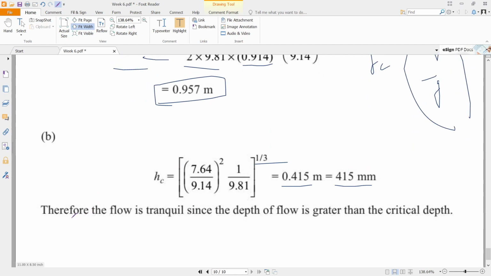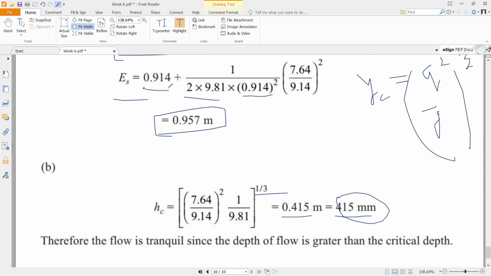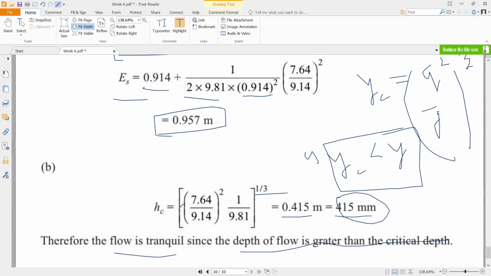Now the flow is tranquil. Now why is the flow tranquil? See, 415 mm is the critical depth, and what is the flow depth? Flow depth is 0.914 meter. Now since YC is less than Y, that is, since the depth of flow is greater than the critical depth, we say that the flow is tranquil. So if the depth of flow is greater than the critical depth, Y greater than YC, okay, what does Y greater than YC mean?